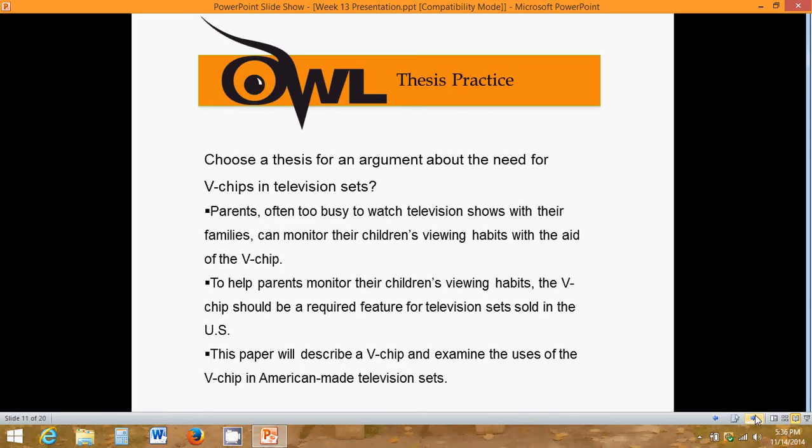The second one, however, is a little stronger. So we see, to help parents monitor their children's viewing habits, the V-chip should be a required feature. So that has a clear point of view. It's saying this needs to happen. And when does it need to happen? It needs to happen in the United States, and it needs to happen in all television sets. And this is the reason why. It's because parents need to monitor their children's viewing habits. So the purpose of the paper is clear, the topic of the paper is clear, and that point of view that the writer is going to take is very clear in the paper. We don't see, I think it should be required. We say it should be required. It's a strong statement.